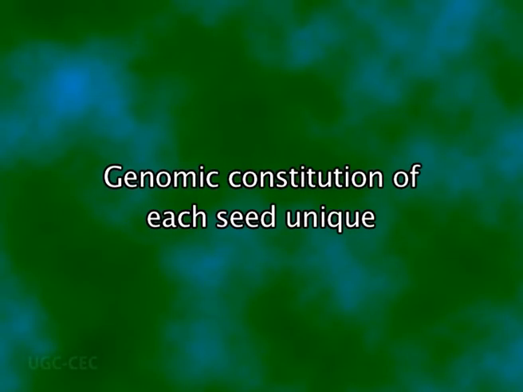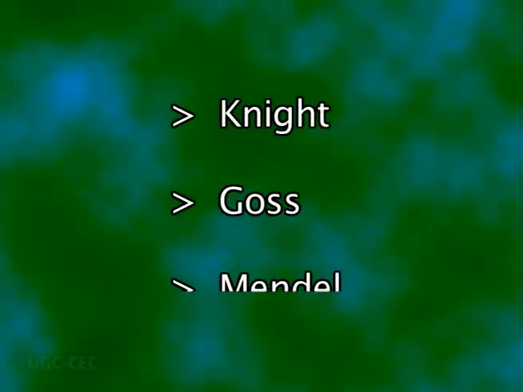Also, as a result of genetic recombination, the genomic constitution of each seed is unique in this world. Being products of sexual reproduction, seeds generate new genetic combinations leading to variations. These variations were observed by various scientists like Knight, Gauss and Mendel long before, after carrying out elegant experiments.